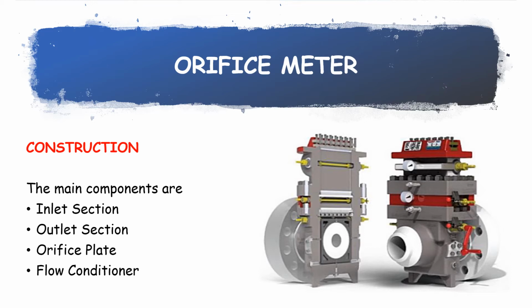And lastly, the flow conditioner is installed in the inlet section of the meter tube and it is used to enhance linear flow in the inlet section of the meter tube.